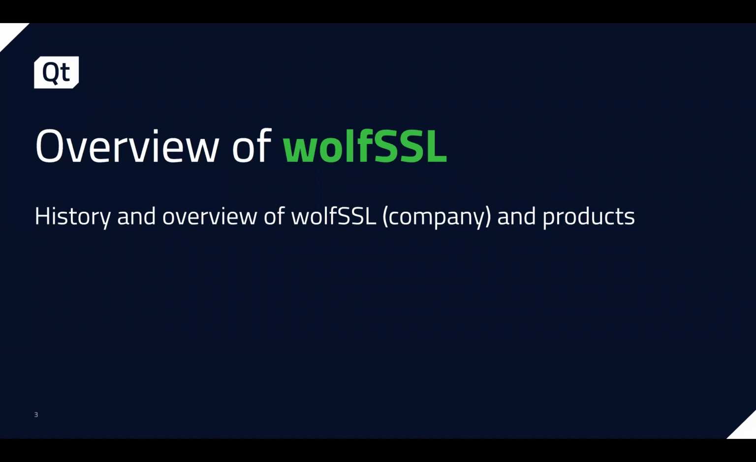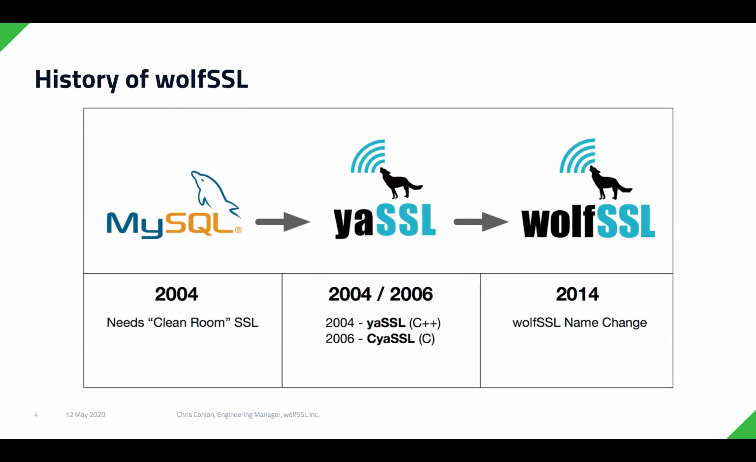First of all, let's take a look at wolfSSL as a company and product. wolfSSL really began in 2004. MySQL, the database company, needed a clean room SSL implementation. At the time, OpenSSL existed, but there were some questions about the consistency of license throughout the code base. So we took it upon ourselves to solve that problem. We wrote an SSL library from scratch in 2004 called YASL, which stood for Yet Another SSL. That was written in C++ and was still distributed in every installation of MySQL.